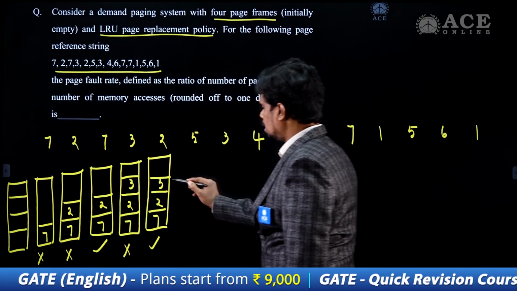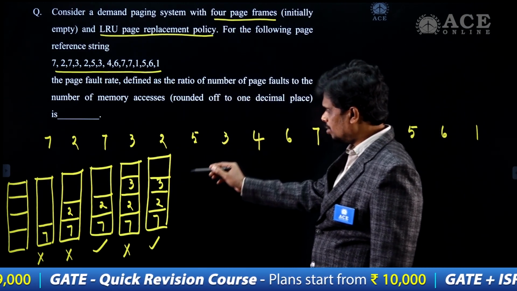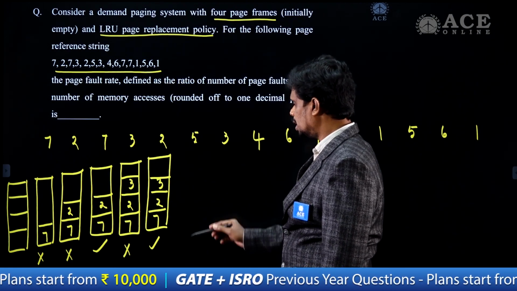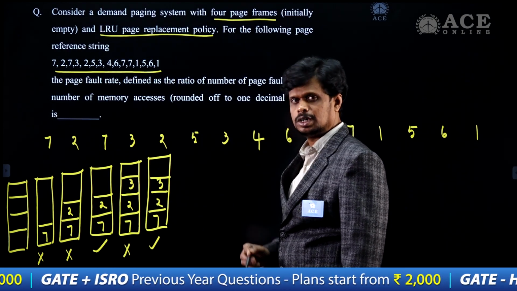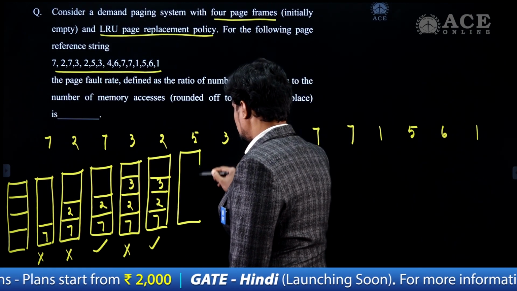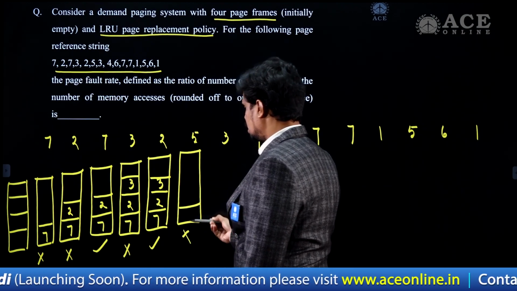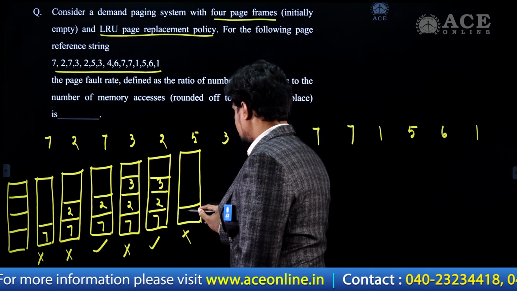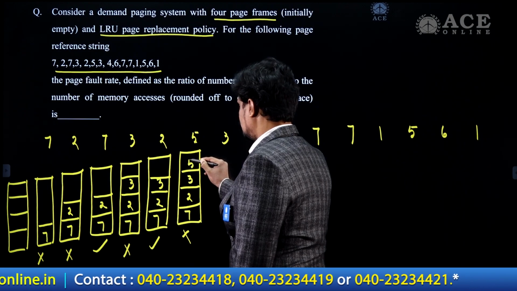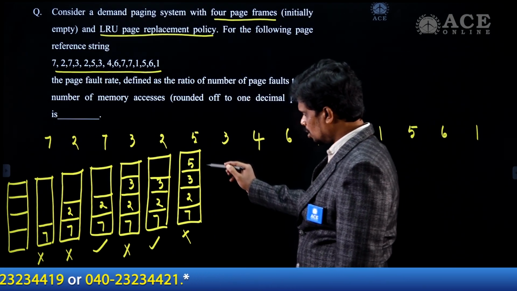Now the CPU is willing to access page 5, but page 5 is not part of the current main memory. So we need to bring this particular page 5 into the main memory as a result of the page fault, right? So now 7 is there, 2 is there, 3 is there, and just now we have brought that particular page 5 into the main memory. Okay, right. Now the memory is full.